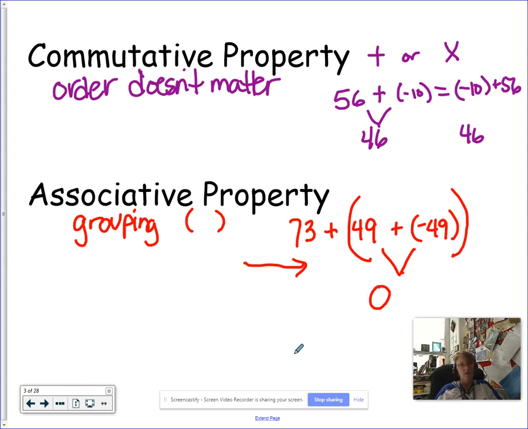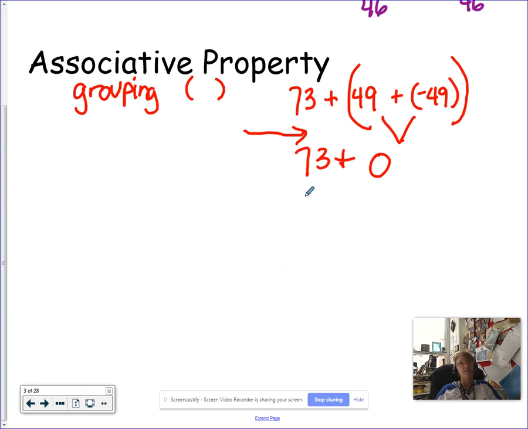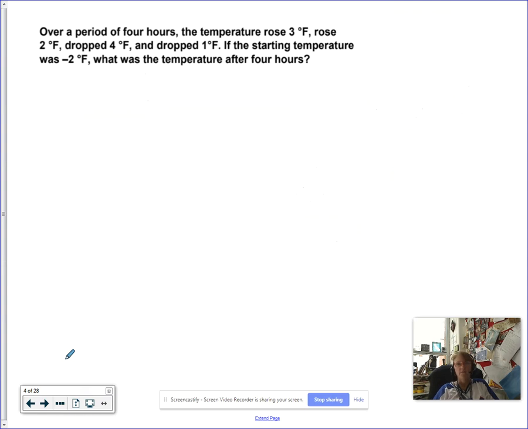Opposites. Those guys make a 0. And right now, to me, it is way easier to add those two together first and not go left to right, because I can just get to 73 because 49 and negative 49 wipe each other out. So sometimes, instead of just going straight left to right, see if you can group things differently to make things a little bit easier. Let's see what we've got for you, okay?